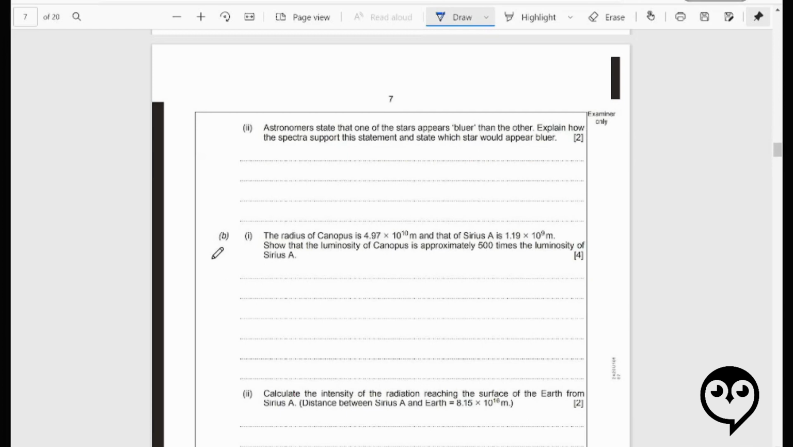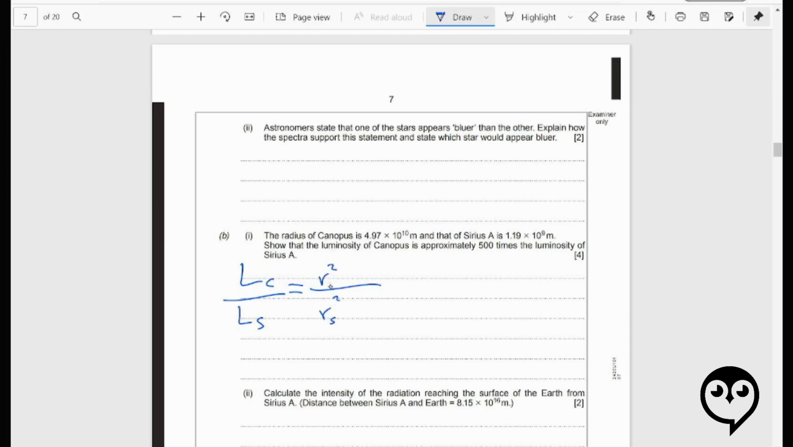Part B here, the radius of Canopus they give, and they give the radius for Sirius A. Show that the luminosity of Canopus is approximately 500 times. Okay, well, here's what we'll do. We'll do luminosity of Canopus over luminosity of Sirius A. The sigmas will cancel. The 4 pi's will cancel from Stefan's law. We'll have r squared, and we'll have t to the power of 4. If we plug in the radii that they've given us, square them, and if we use the temperatures from the graph up above and take them to the power of 4, we should get that ratio.